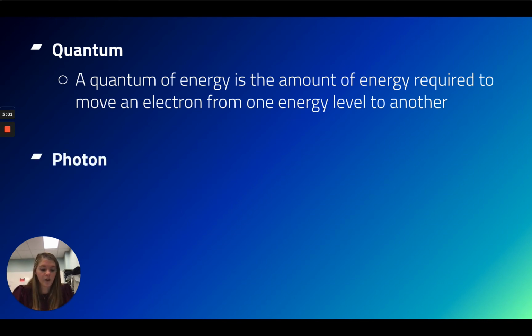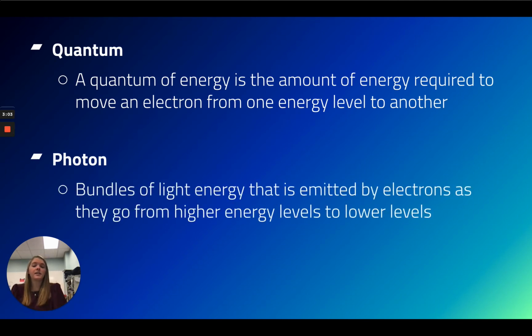Connected to this is what we call a photon. A photon is a bundle of light energy that's emitted by electrons as they go from higher energy levels to lower energy levels. So as we move up an energy level or down an energy level, a photon is emitted, and a photon is shown through light. Okay, think about what a photon is and how that connects to our phenomenon we're focusing on this unit of why electrons emit different colors.